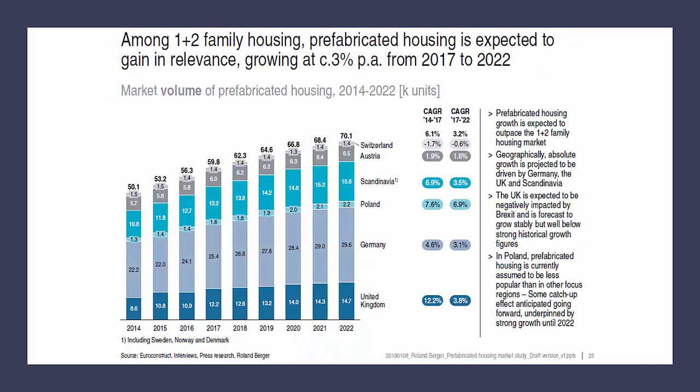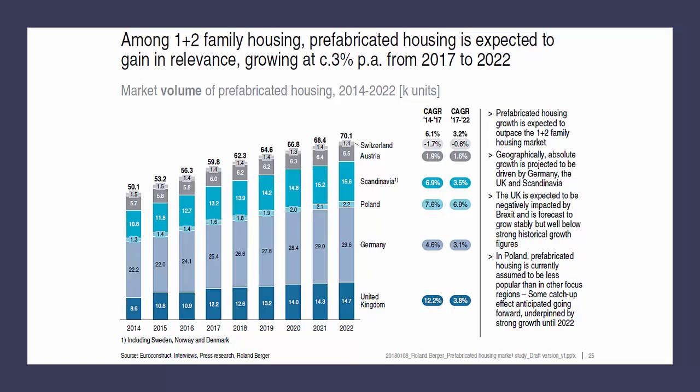But when we look, by contrast, at the prefabricated housing industry, in particular for 1 and 2 family houses, we're looking at an annual growth of 3%, so 3% per annum growth from 2017 to 2022. Now that might seem quite marginal in terms of just a 1% difference, but you've got to remember that is a 1% difference per annum, so that's going to compound over the years into a significant difference.